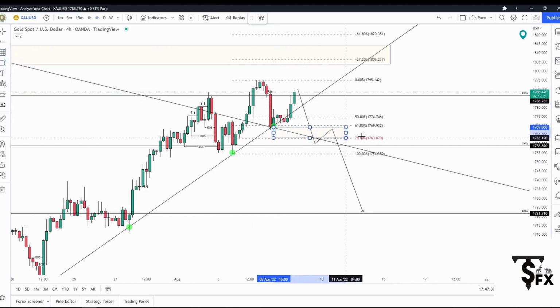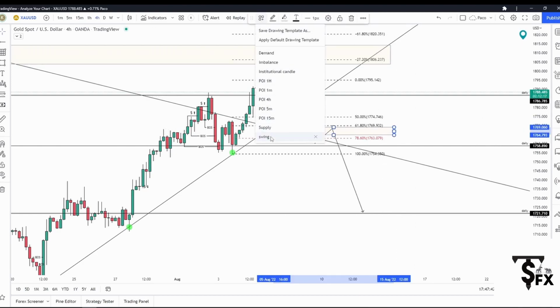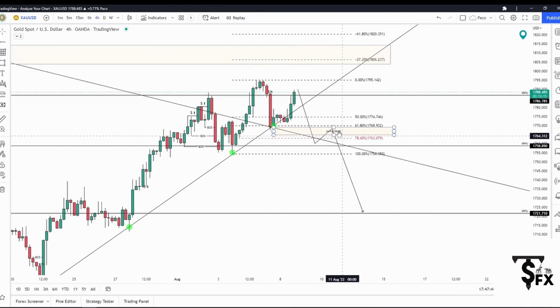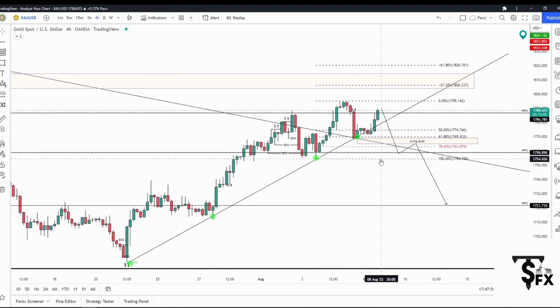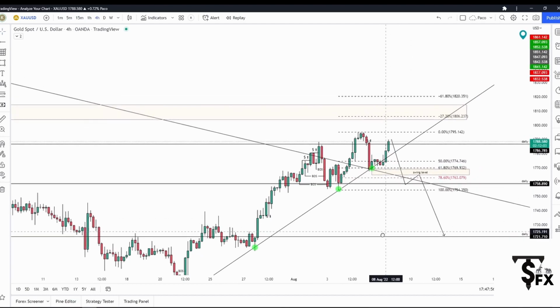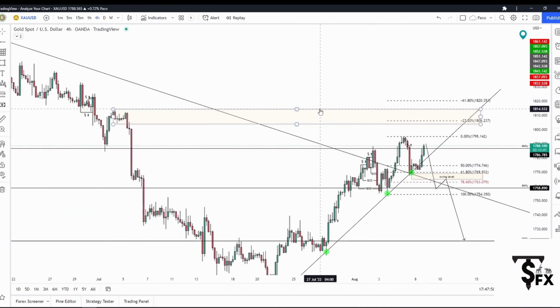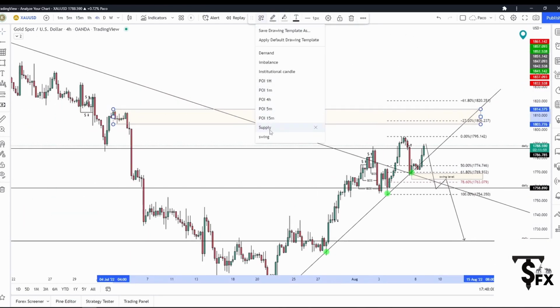If it breaks this level over here, it will be our swing level, and it can come back to test it and make a new bearish movement. But for now everything is for buy orders, probably to this supply zone over here.